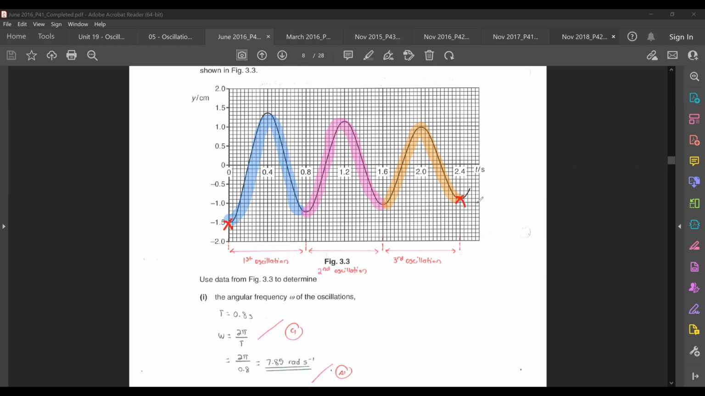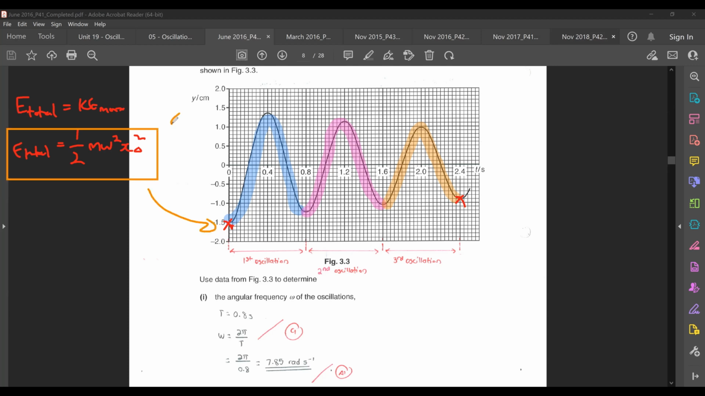These are the 2 points that you want to consider. You want to find out the energy loss between these 2 points. So total energy, as mentioned, was your KE max, which in turn works out to half m omega square x naught square. So you want to apply this particular equation onto this point here and onto this point here. Then you find out the energy loss.